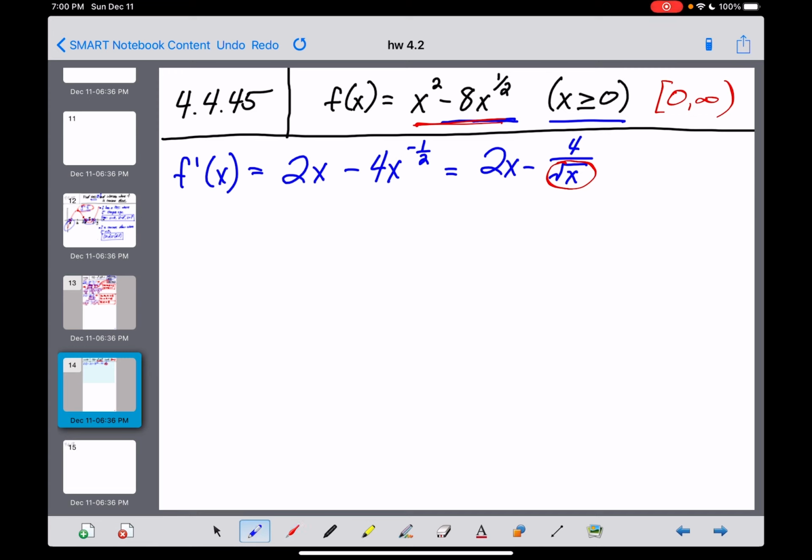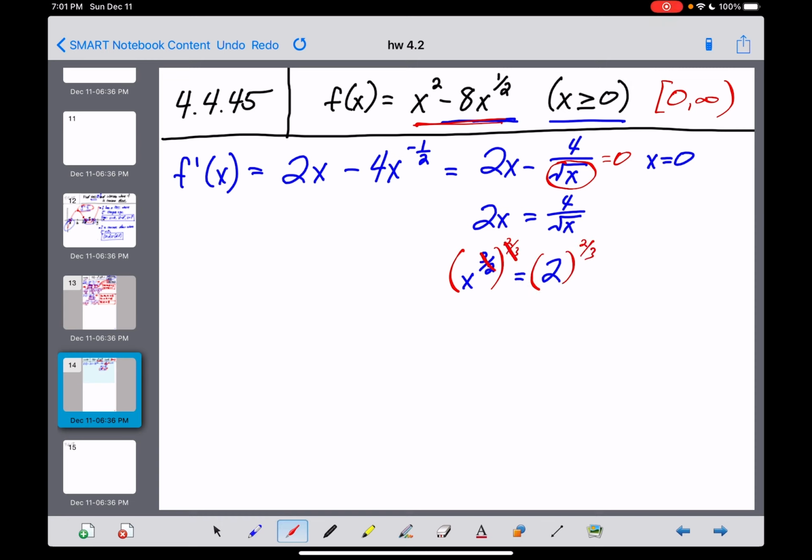0 would make this thing undefined. So I am going to go ahead and list that as a potential critical point, but I also want to know what would make this whole thing equal 0, where 2x then would equal 4 over the square root of x. So if I multiplied both sides by the square root of x, I'd get an x to the 3/2 power over here on the left. And then if I divided by 2 on both sides, the 4 divided by 2 would get us a 2 there. And then I would get x by itself by taking both sides to the 2/3 power.